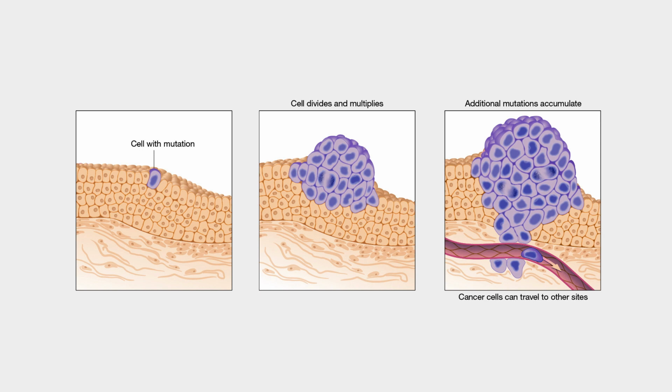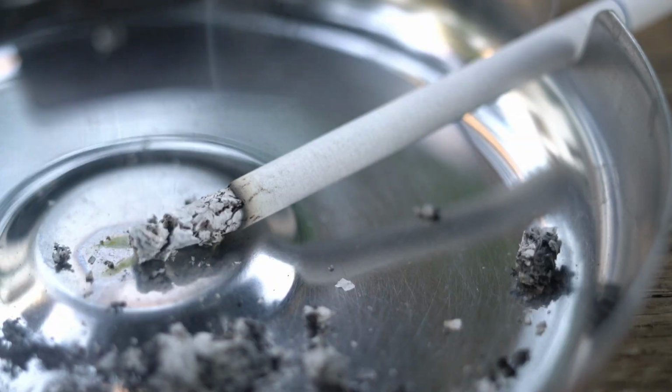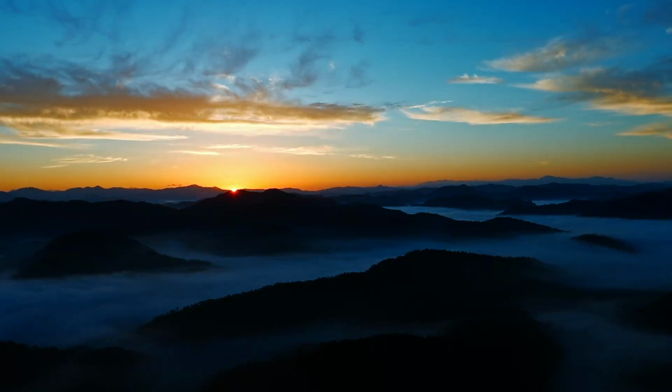There are many different types of cancer, and each begins when a single cell acquires a genomic change or mutation that allows the cell to divide and multiply unchecked. Additional mutations can cause the cancer to spread to other sites. Such mutations can be caused by errors during DNA replication or result from DNA damage due to environmental exposures such as tobacco smoke or the sun's ultraviolet rays.